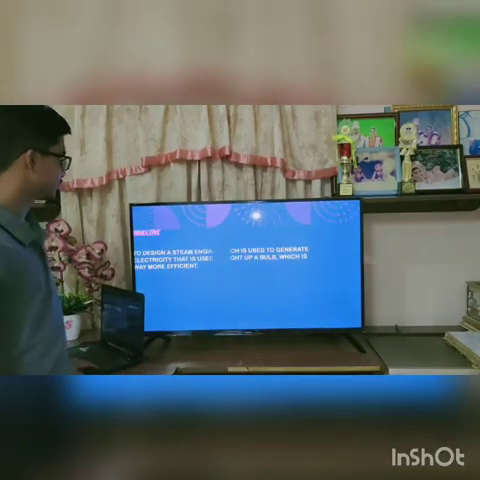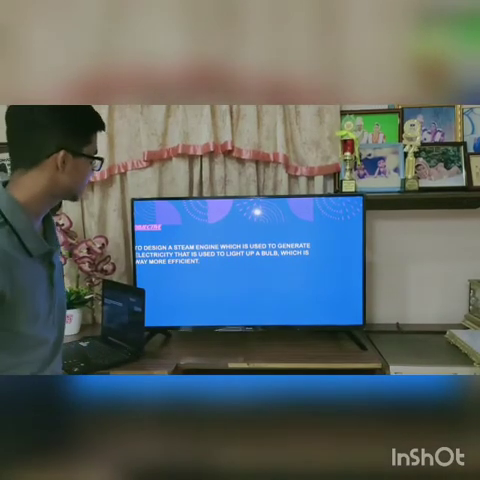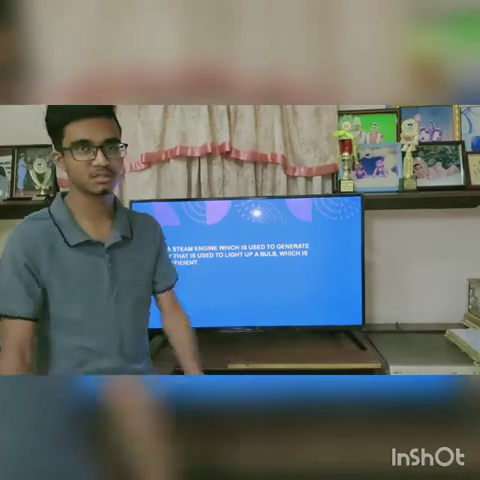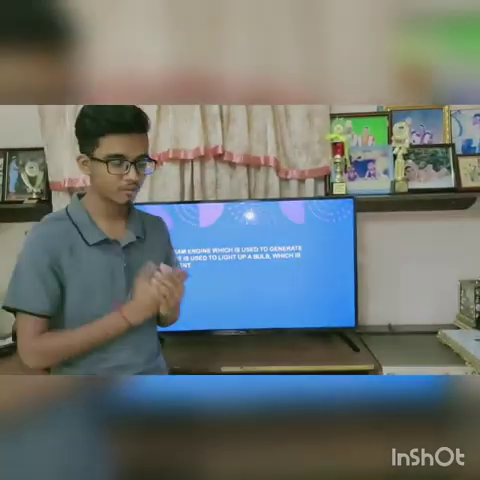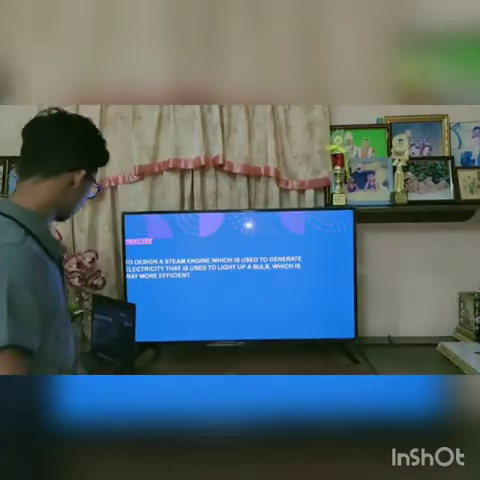Our objective is to design a steam engine which is used to generate electricity to light up a bulb, which is way more efficient than a reciprocating engine. Basically, a steam powered engine is more efficient than a normal reciprocating engine, where a reciprocating engine has many disadvantages compared to a steam engine. So this is my part.